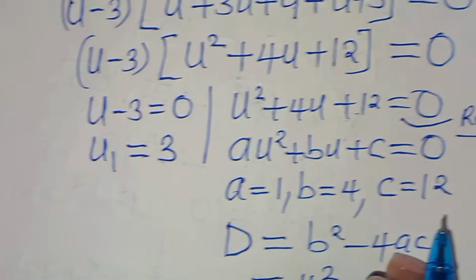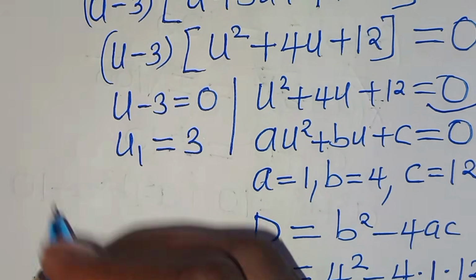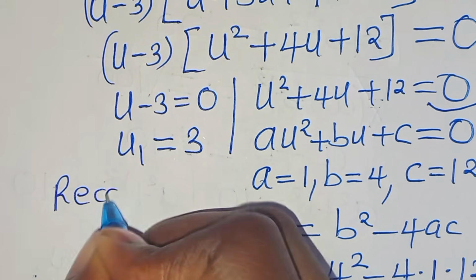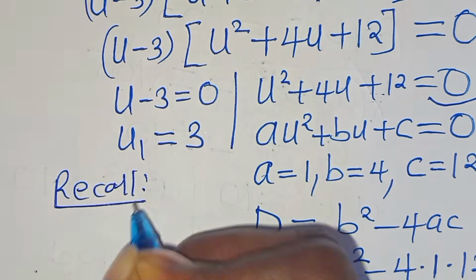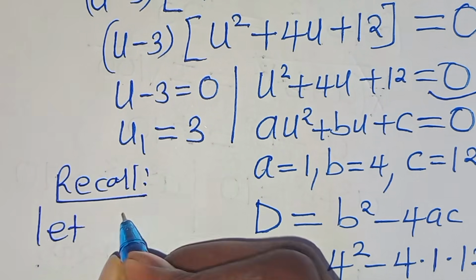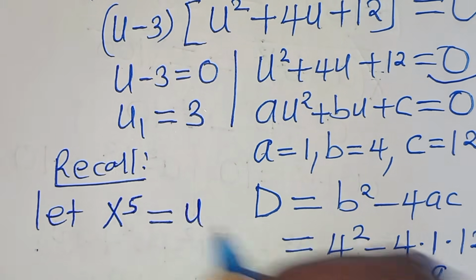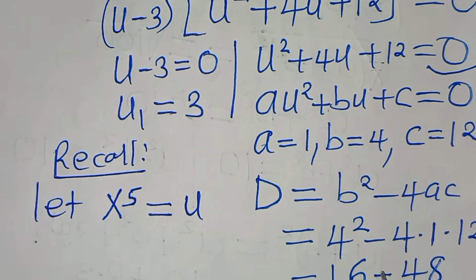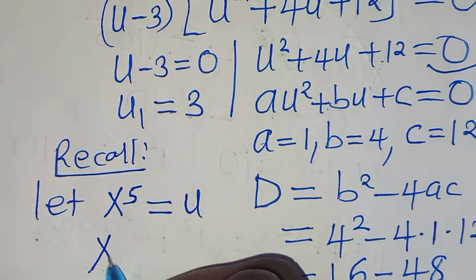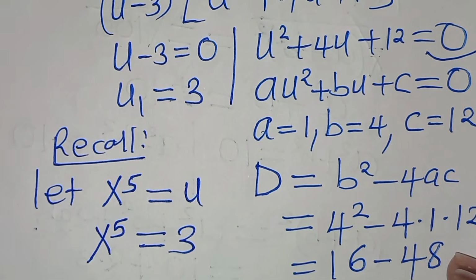So let's proceed with u1, which is equal to 3. Now, if you recall, we have seen that we let x to the power of 5 be equal to u. Okay? So that now we have x to the power of 5 equal to 3.